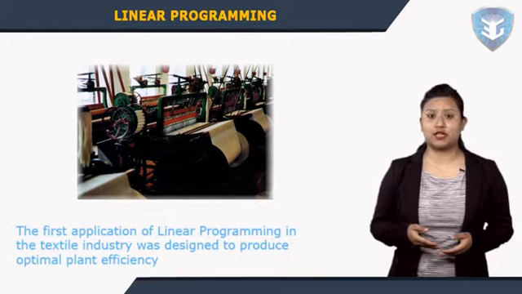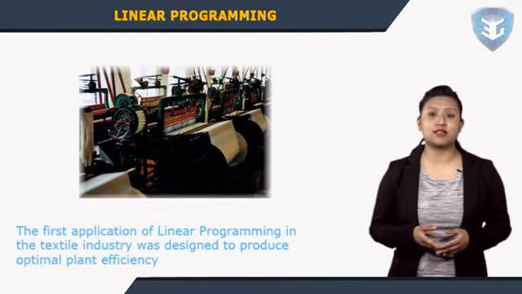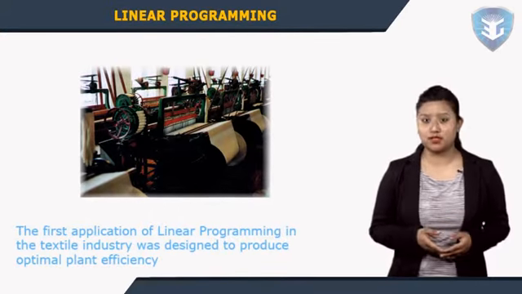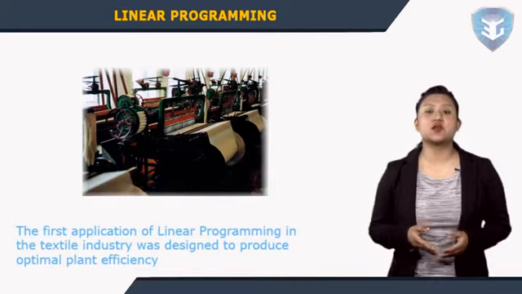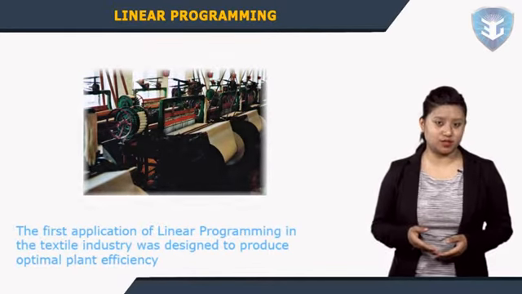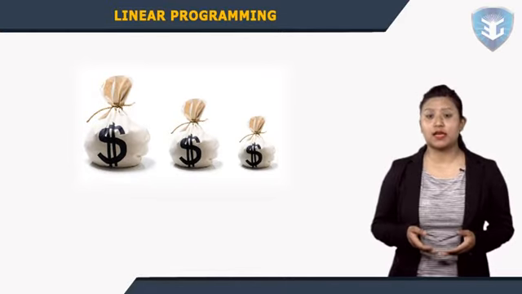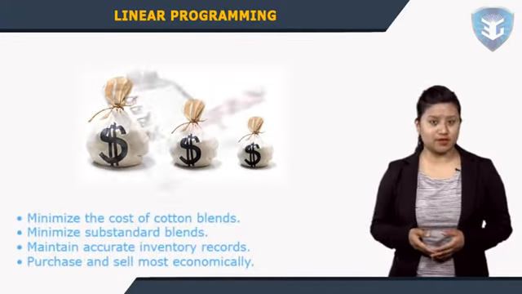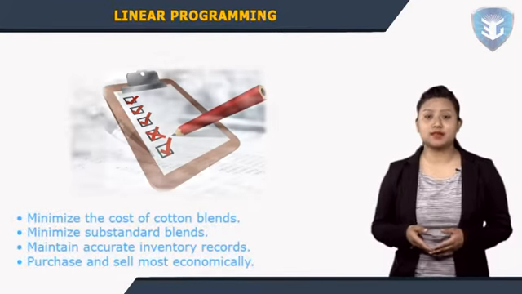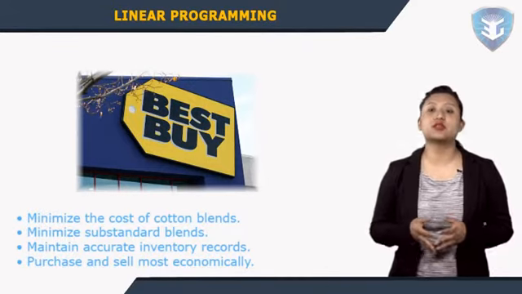The first application of linear programming in the textile industry was designed to produce optimal plant efficiency, that is, allocate plant resources to production problems so as to achieve the highest practical return. The immediate and more obvious linear programming results enable the mill operator to minimize the cost of cotton blends, minimize substandard blends, maintain accurate inventory records, and purchase and sell most economically.